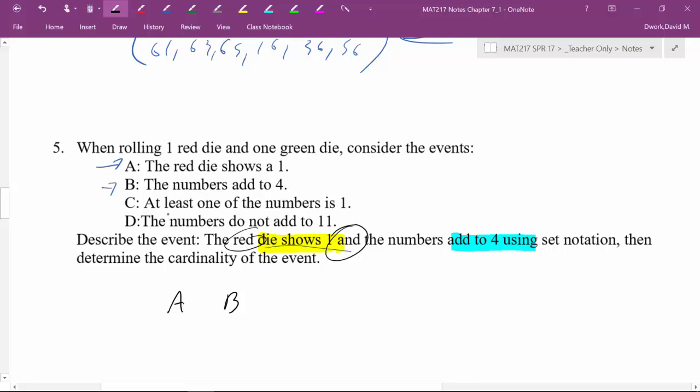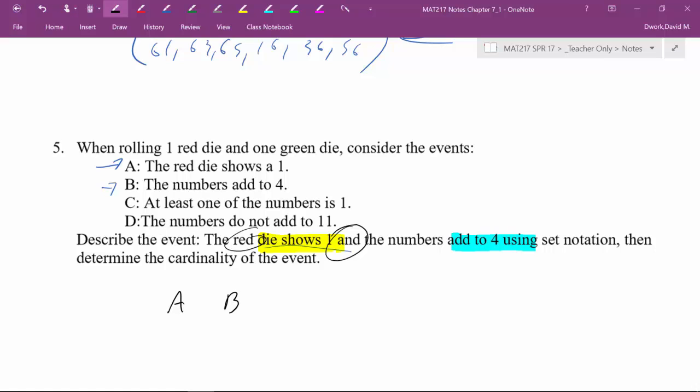Is there any reason why at least one of the numbers is 1? Well, yes, actually there is. C is contained in A, but it doesn't bring any more value. A is more restrictive. So A therefore guarantees C, so I don't need to mention it. And then the numbers do not add to 11. Well, I know the numbers add to 4, so I don't need to add D. You'd look at it and say, duh. If it adds to 4, I clearly know it doesn't add to 11, right? So I'm good with just A and B.